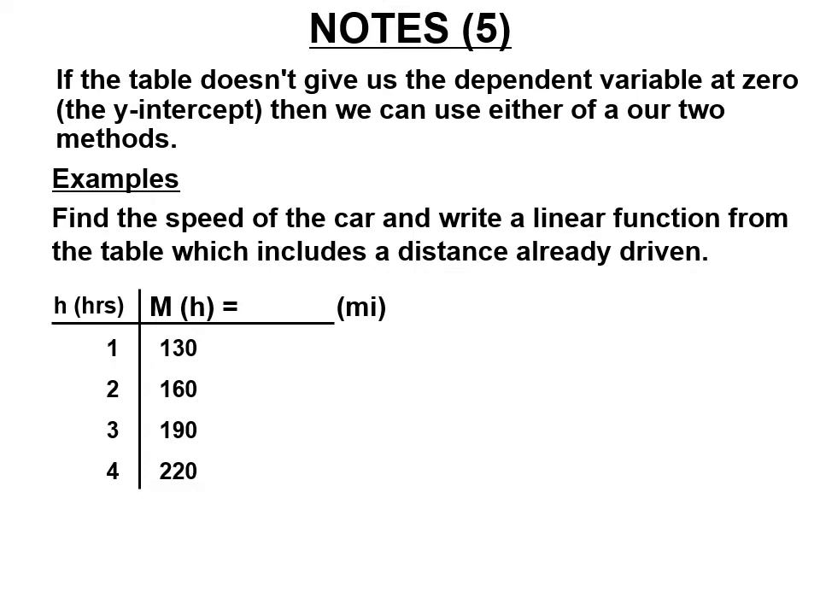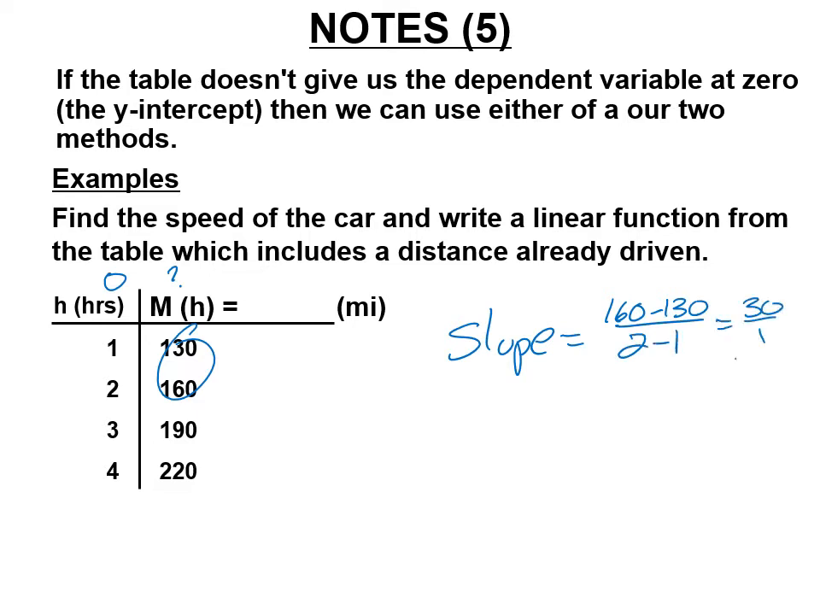All right, so those ones, the y-intercept was in the table. Now, like this one, you could figure out the y-intercept from the pattern. But you can't do that all the time. Although if you can see it, you're allowed to do that when it's available. But the tried and true method: find the slope. We're going to subtract our y's, 160 minus 130, 2 minus 1. We get 30 over 1, or 30. So the car's going 30 miles per hour.